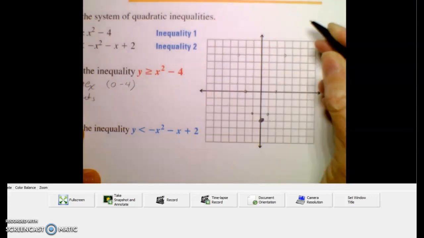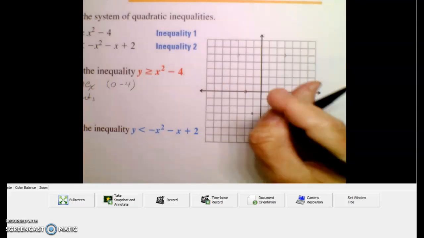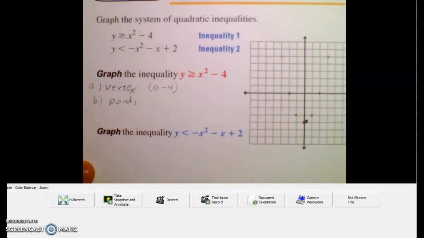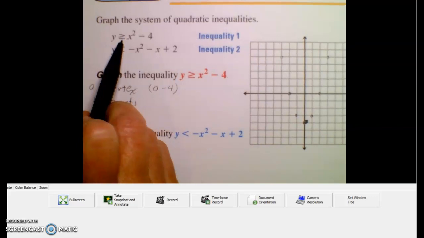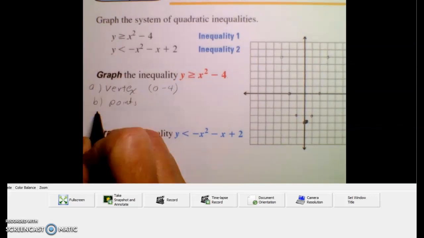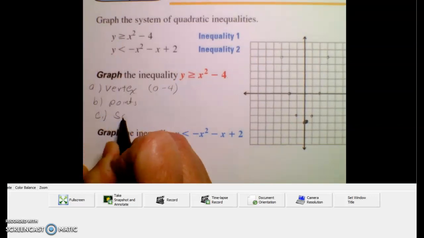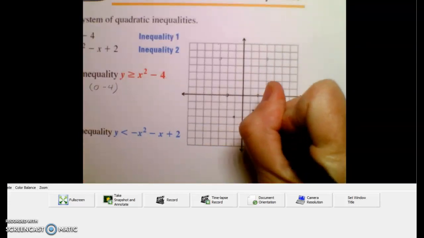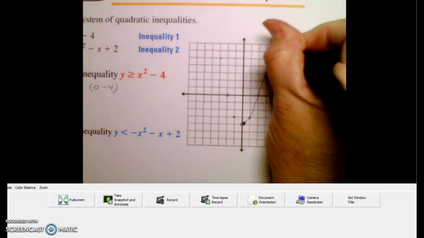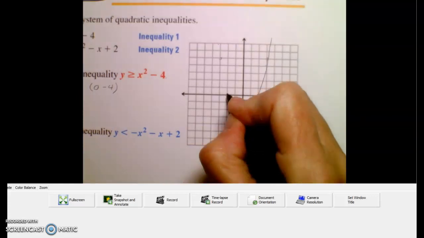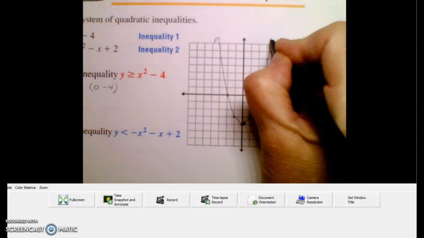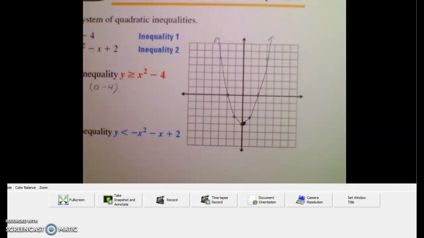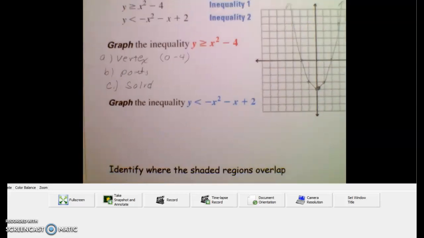So let's decide now if this is a dashed or a solid line. This has a line underneath it, so this is solid. So I'm going to plot this. Now, before I move on to the next one, I want to find out where my solution is for this one. So I'm going to come down here and test.